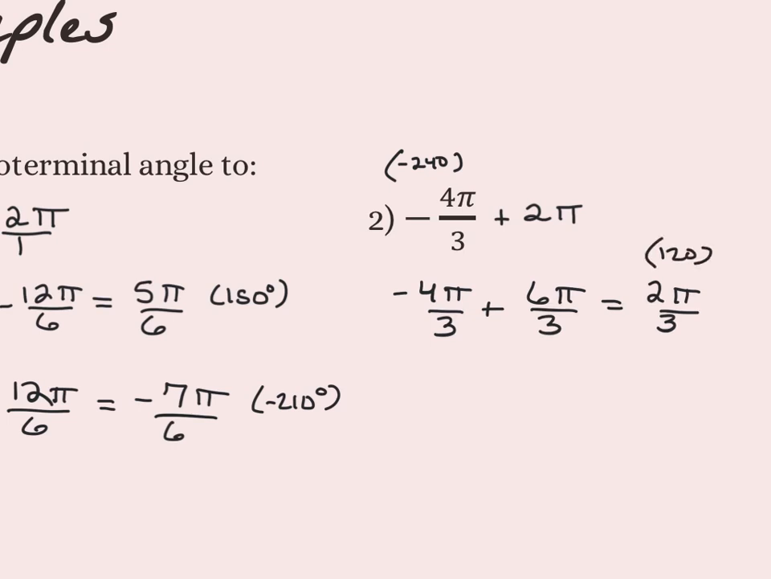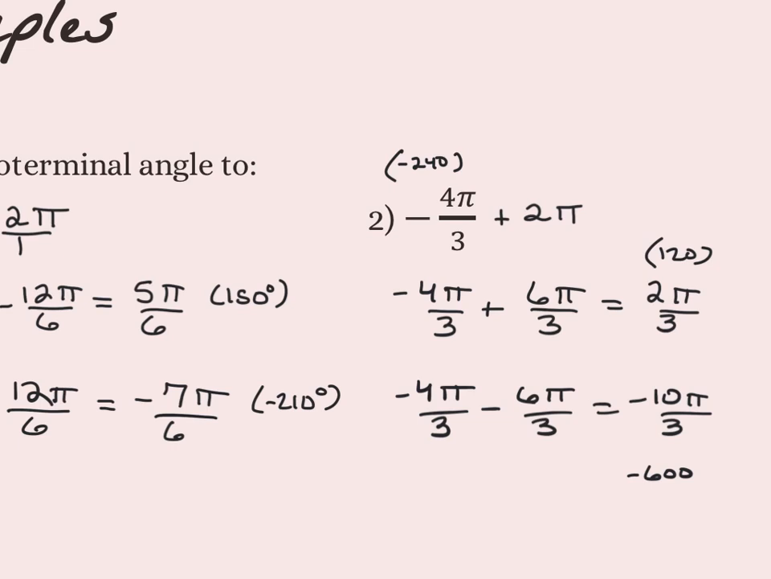Then if I wanted to find a negative coterminal angle, I could have taken my original one and subtracted 2 pi. So subtract 6 pi over 3, and I get negative 10 pi over 3, which is equivalent to negative 600. Because again, remember, the 2 pi is 360. So all we're doing is adding 360, but we're doing it in radians.